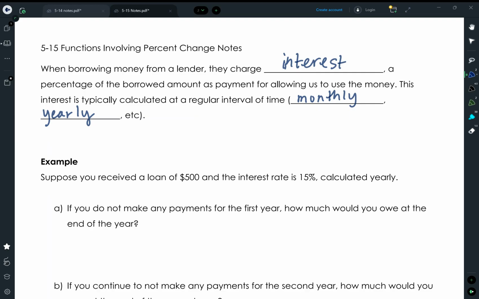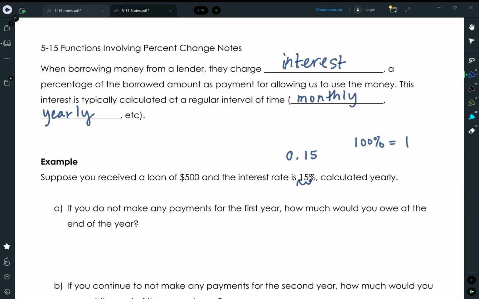Suppose you receive a loan, this is our word problem now, a loan of $500 and the interest rate is 15%, calculated yearly. So remember 15% as a decimal is 0.15. You can remember that you're moving the decimal 2 places. Like with 15%, our decimal's here, we're moving it 2 places. Another thing that helps me remember is that 100% of something is just equal to 1 of something. That's kind of how I figure out the difference between the two and think about moving that decimal place. If you do not make any payments for the first year, how much would you owe at the end of the year?